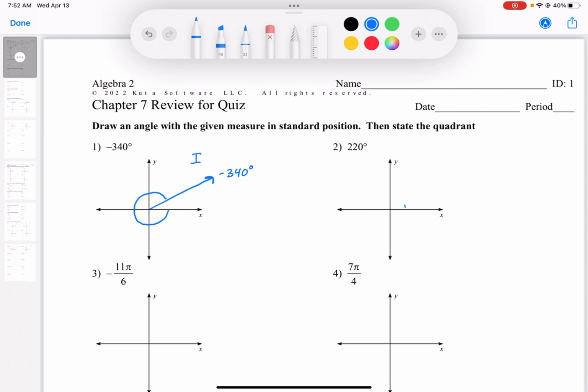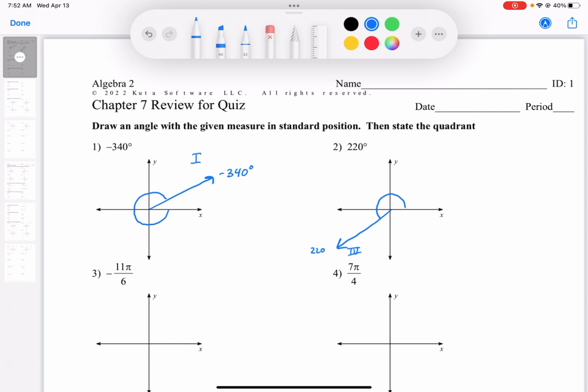220. So we go counterclockwise. There's 90, there's 180, there's approximately 220. It is in the third quadrant.